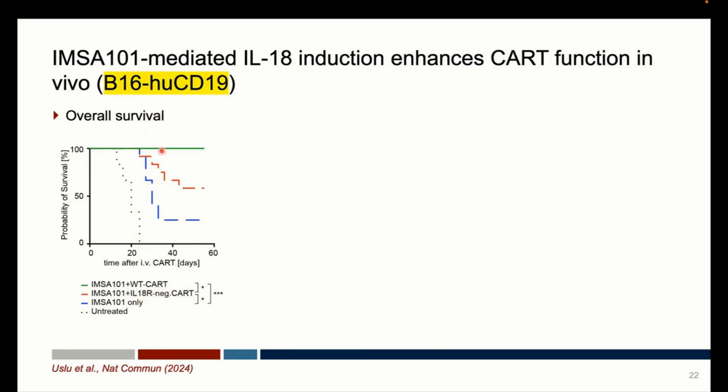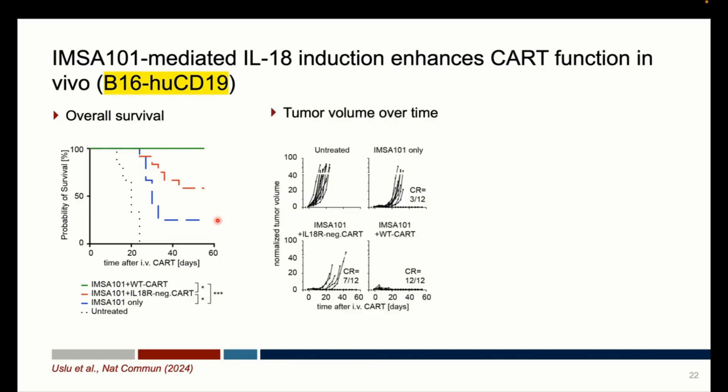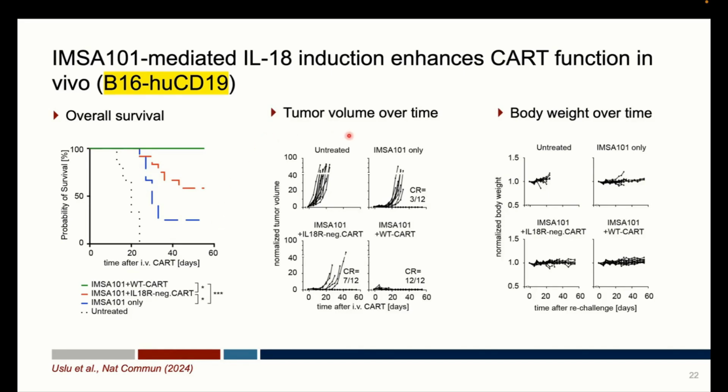Shown here is the overall survival. So when we look at the mice receiving the STING agonist with the wild-type CAR T cells, they lived significantly longer when compared to mice receiving the STING agonist followed by the knockout CAR T cells. But when we look deeper into this data, we can see that there's also a significant difference between the STING agonist plus knockout CAR T cells versus STING agonist alone. So this basically tells us that IL-18 is one of the mechanisms enhancing CAR T cell function, but not the only mechanism. And you can see the difference is also nicer when you look at the tumor volume over time.